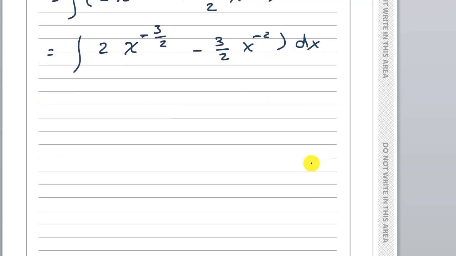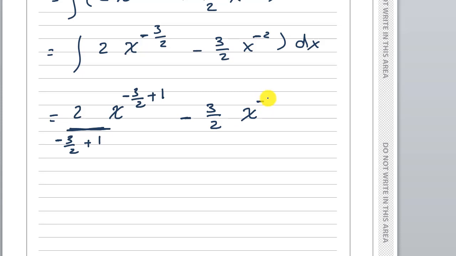So the integration is equal to 2x to the power of minus 3 over 2 plus 1, divided by minus 3 over 2 plus 1, minus 3 over 2 x to the power of minus 2 plus 1, divided by minus 2 plus 1, plus c.